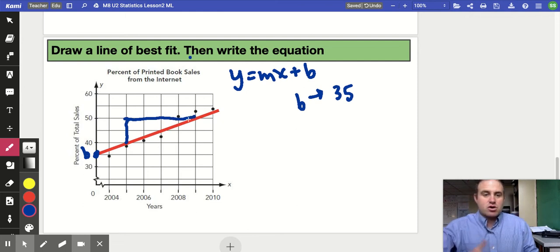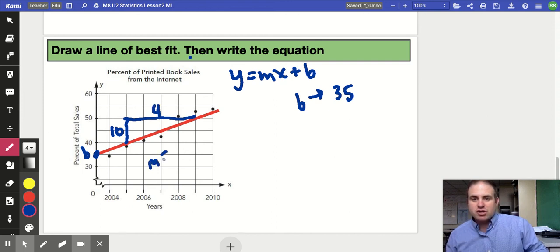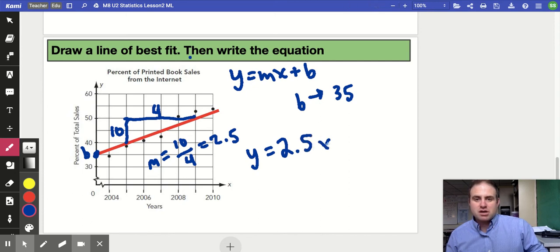And this is what's called our slope triangle. So we've got a change in y of 10, a change in x of 1, 2, 3, 4 years. So my slope m is change in y divided by change in x, 10 divided by 4. 10 divided by 4 is 2.5. So then I can go ahead and write the equation y equals 2.5x plus 35.